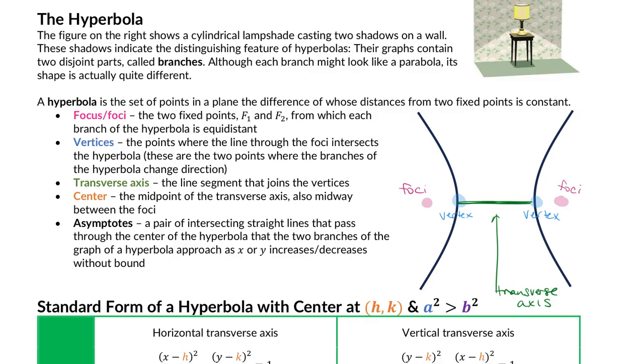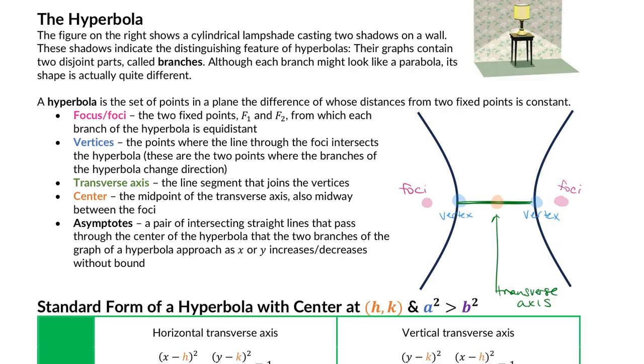Just like the ellipse, there is a center of this shape. The center of the hyperbola, don't overthink it, is right in the center. Again, notice that my transverse axis, if it extended to the foci, would go through all five points, just like it does with the ellipse.